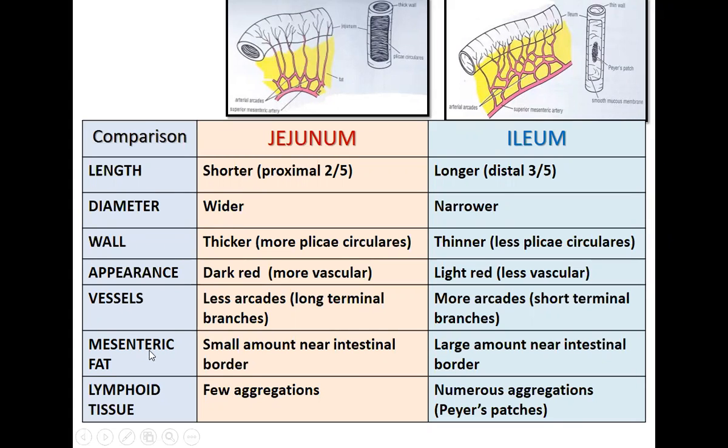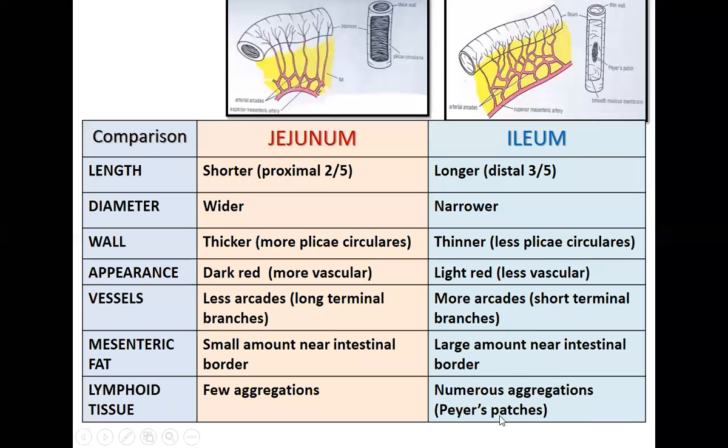Then the mesenteric fat: a small amount near the intestinal border. You can see some quantity of fat here in the jejunum, but there will be more fat near the ileum. Coming to the aggregation of lymphoid tissue, you can see it again with the hand lens. Few aggregations can be seen here, but there will be more aggregations of lymph patches.